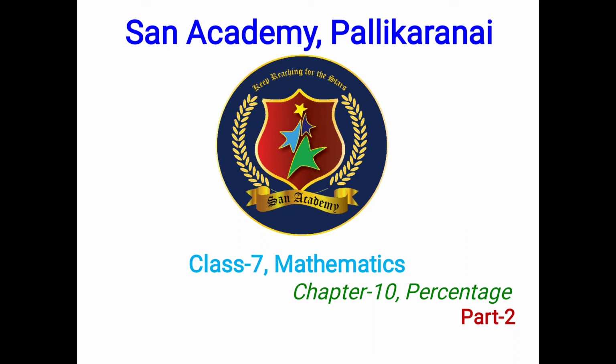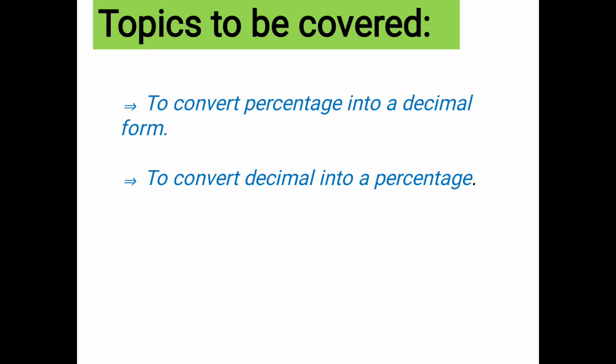So in Part 1 we had learnt 4 things. In this Percentage Part 2 we are going to learn only 2 topics. Topics to be covered: to convert percentage into a decimal form, and to convert decimal into a percentage form. Previously in Part 1 we had learned 4 conversions; like this, here we have only 2 conversions. The first one is to convert percentage into a decimal form, and the second is to convert decimal into a percentage. So 2 things we are going to learn.